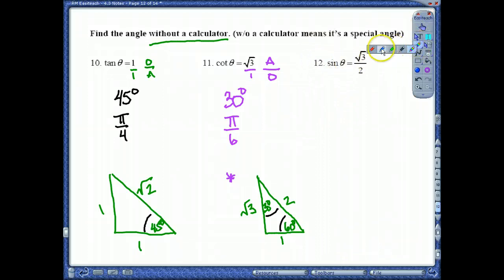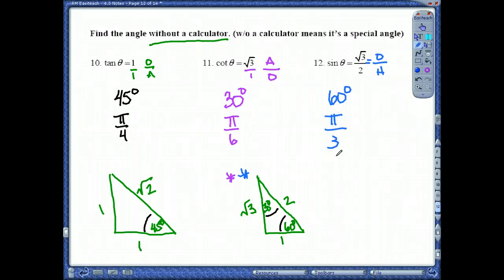Okay. Then 12, I'm looking at that guy right there. Let's change colors again. Sine is opposite over hypotenuse. So I'm looking at a square root of 3. Once again, I'm at the 30, 60, 90 right triangle. So I am looking which of the two angles, is it 30 or 60, that is opposite the square root of 3 and has a hypotenuse of 2. Well, both angles have a hypotenuse of 2, so it's that opposite side that really narrows it down. 60 degrees is opposite that square root of 3. So 60 is our man, and that would be pi over 3.